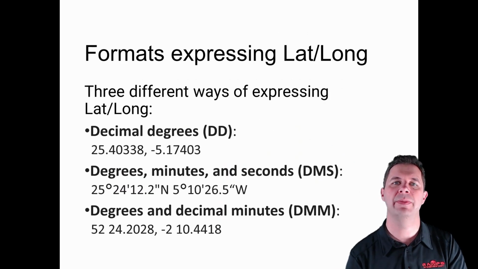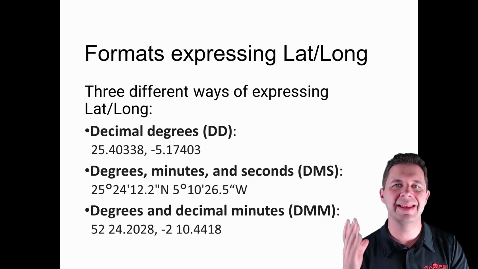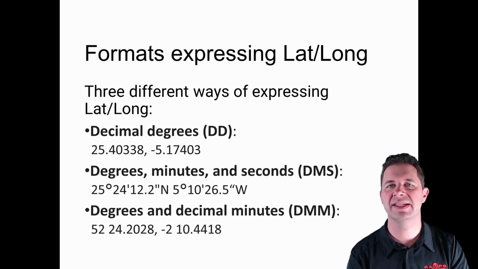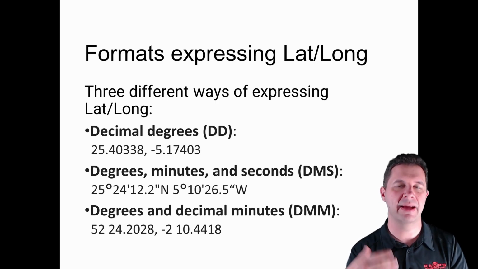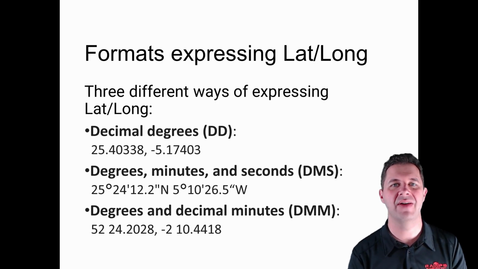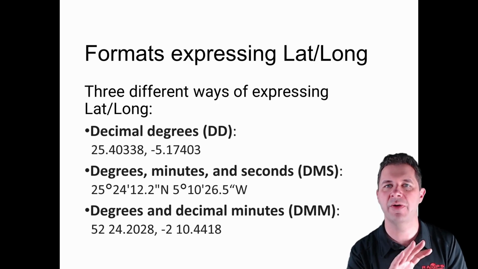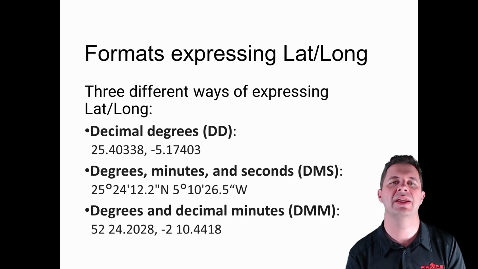One thing that can trip people up is there's different ways of expressing this latitude and longitude. And here's the main three. Firstly, it's decimal degrees. So you specify your degrees, like 25 degrees or -5 degrees, and then you have a decimal point and the decimal of that degree. So no specifying minutes and seconds or anything like that. You're specifying the decimal value.